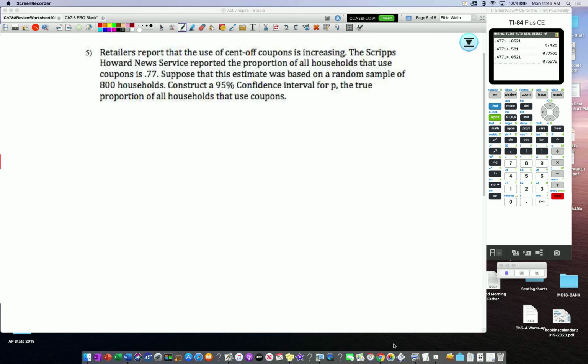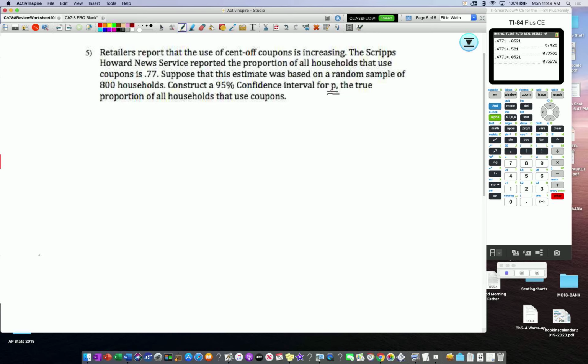Let's take a look at the last two questions in your review packet. Just another example of a proportion and a mean confidence interval. Number 5 says retailers report that the use of cents-off coupons is actually increasing. The Scripps Howard News Service reported the proportion of all households that use a coupon is 0.77. Suppose that this estimate was based on a random sample of 800 households. Construct a 95% confidence interval for p, the true proportion of all households that use coupons.